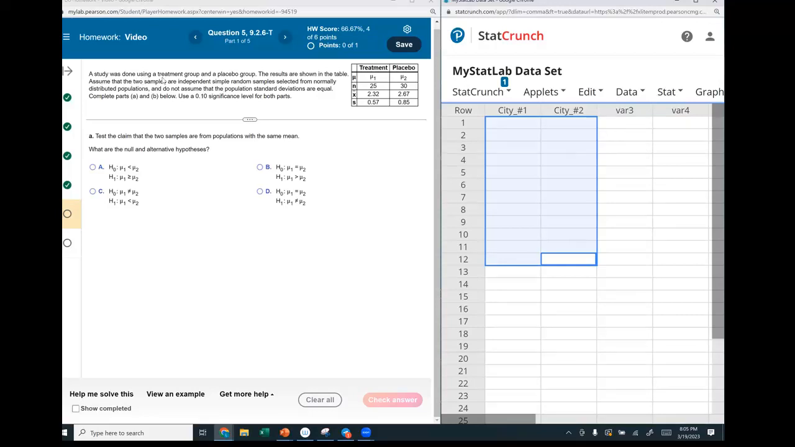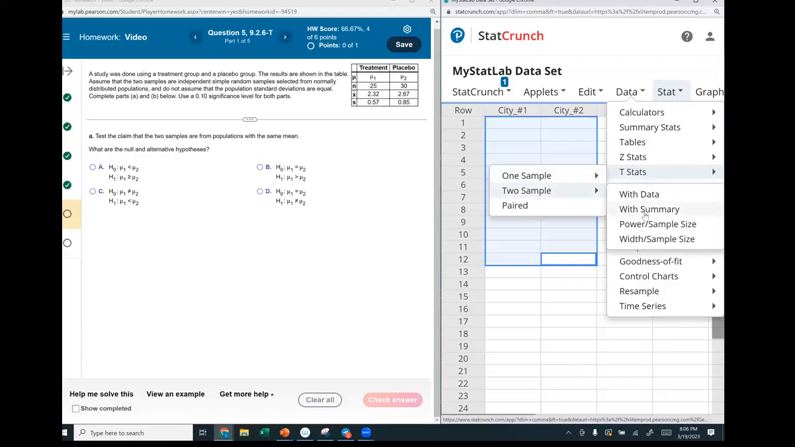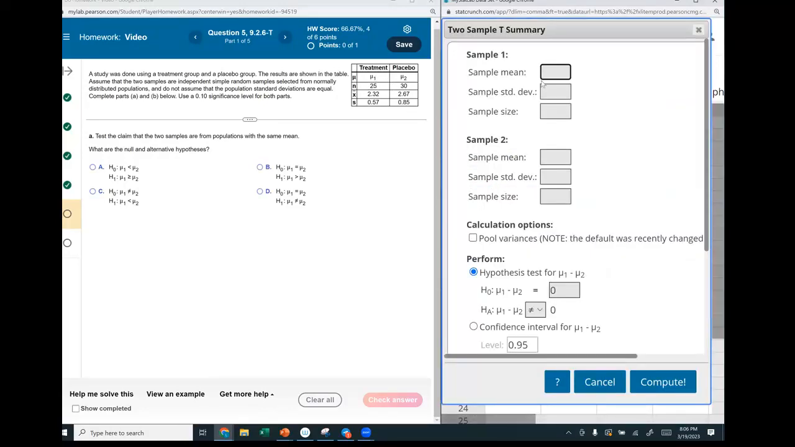A study was done using a treatment group and a placebo group. The results are shown in this table. Assume that the two samples are independent, simple random samples selected from normally distributed populations. So we have our requirements. And do not assume the population standard deviations are equal. That means no pooling. So we want to complete part A and B below. Here's my significance level for both parts. So we go over here, stat, t-stat, two sample with summary, because they're only giving me summary data here, right?